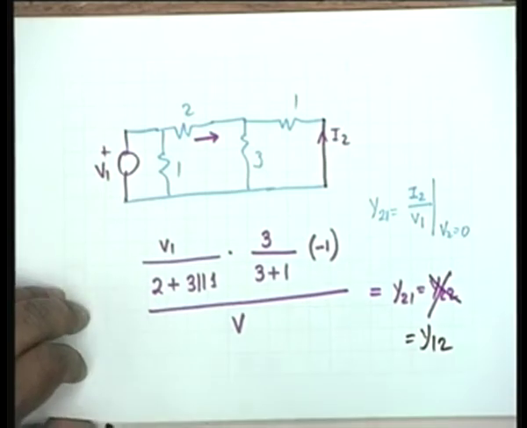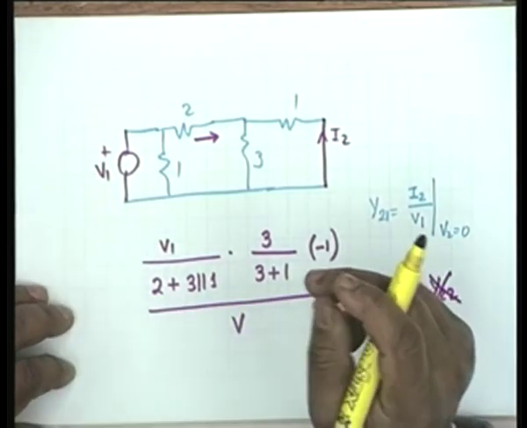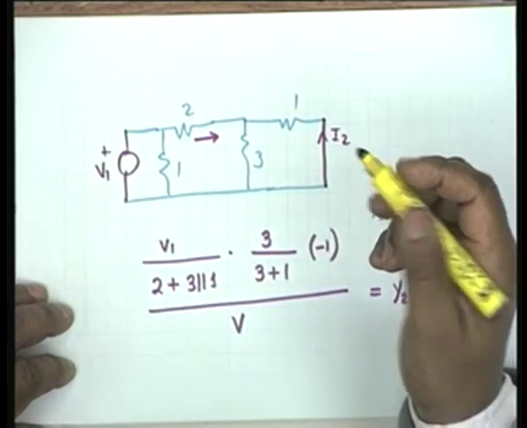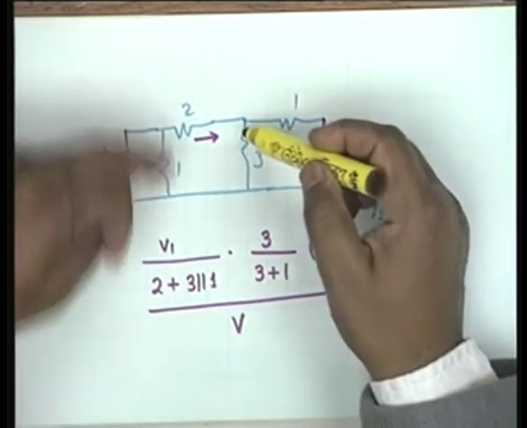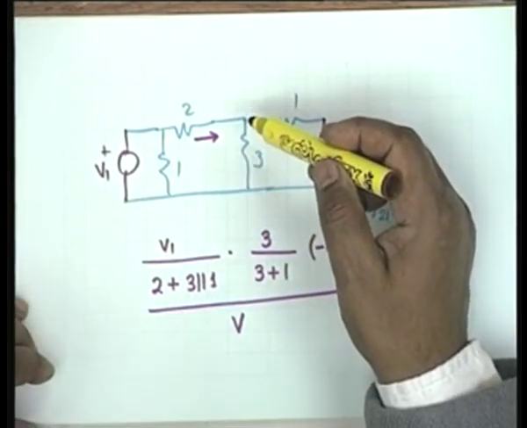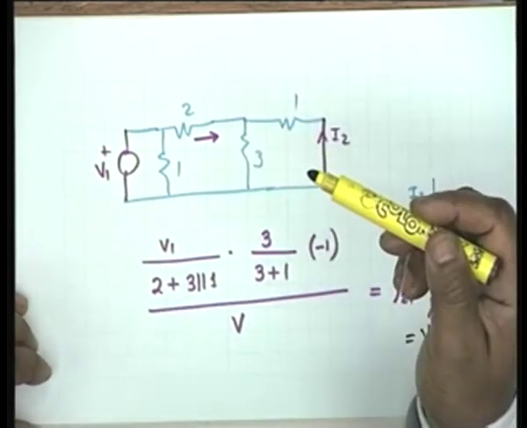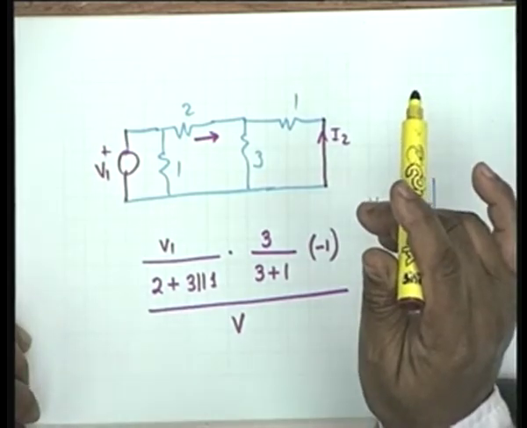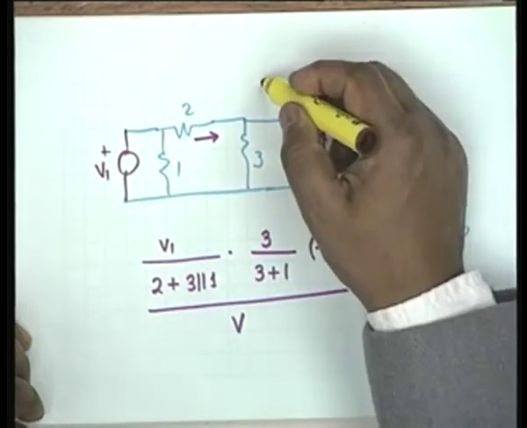One thing that I want to point out here is that you cannot do this by inspection. No way. There is not a single element between the input and the output. There are 2 elements and there is a junction in between. So that pi equivalent circuit or T equivalent circuit could not be applied here. Is this point clear? So there's one resistance in series with the pi.